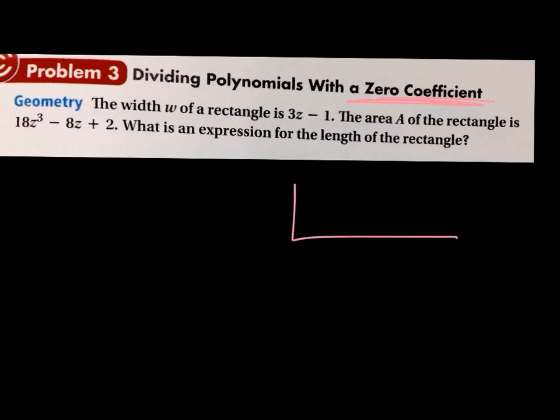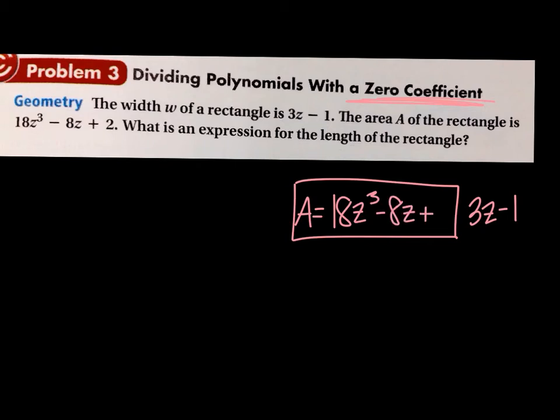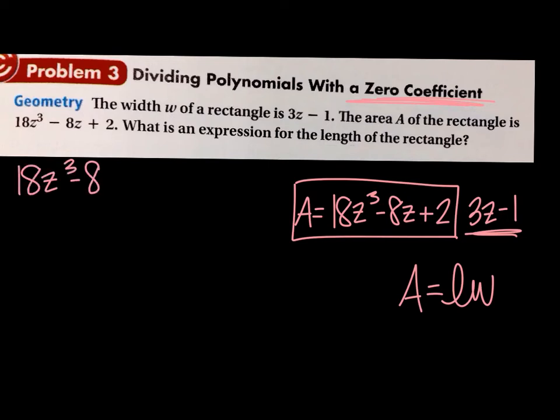So if you need to, I want you to draw a picture. Width is 3z minus 1. Area is 18z to the third minus 8z plus 2. What's the expression for the length? Well, since you know the area equals length times width, then you know that this times something is my area. So if I divide, I'll get whatever I'm missing. So I'm going to divide 18z to the third minus 8z plus 2 by 3z minus 1.